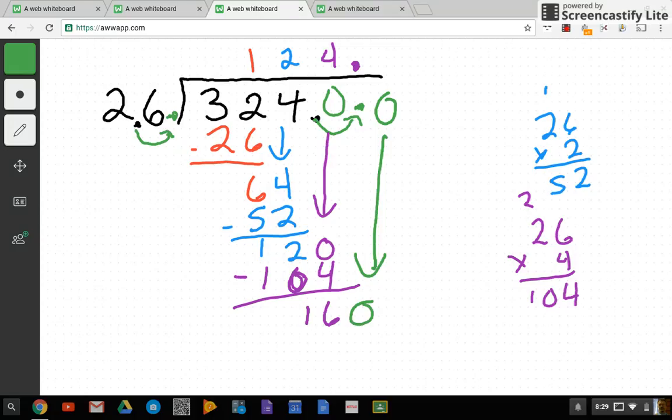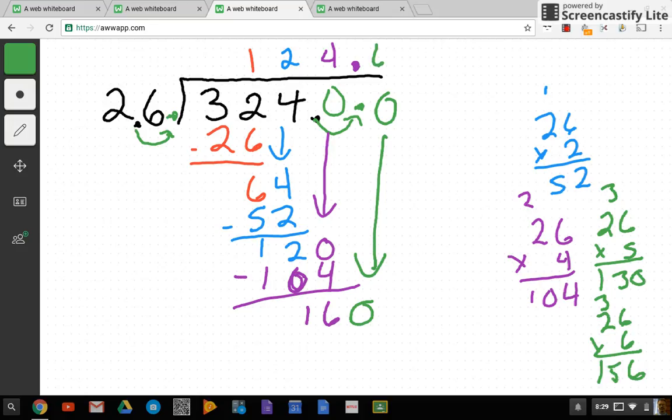So how many times can 26 go into 160? Well, I know 4 gets close. I bet you 5 is going to get even closer. That's 130. I bet you 6 will be even better. 26 times 6. 156. Okay. So 156 there. And I'm going to wind up with 4 left over.